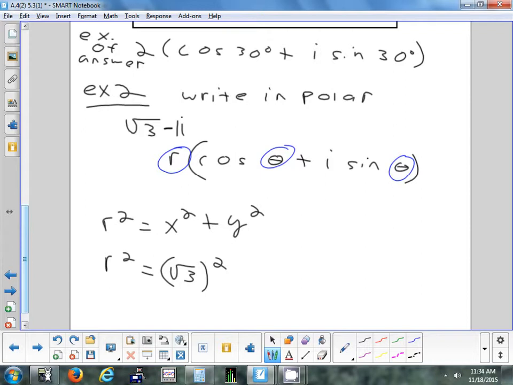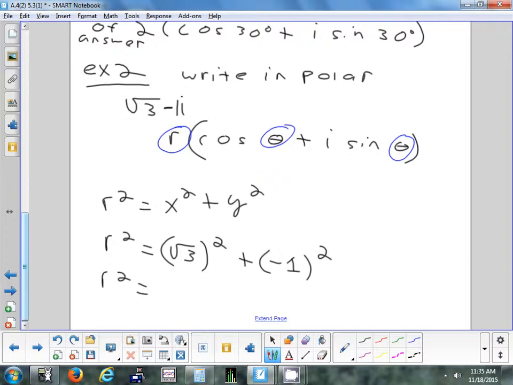Now, when you just have an i, they're not going to put the number in like I did. What number is always in front of i? It's always a 1, or in this case, it's a negative 1. y is negative 1. You should not be plugging i in for either x or y. x is the real part. i is the imaginary part. So square root 3, negative 1.